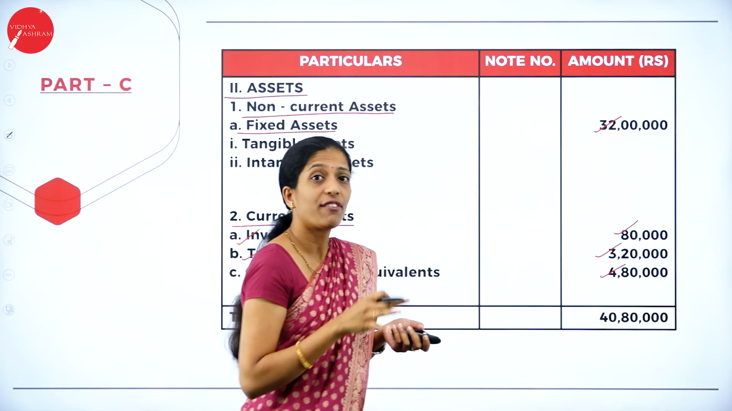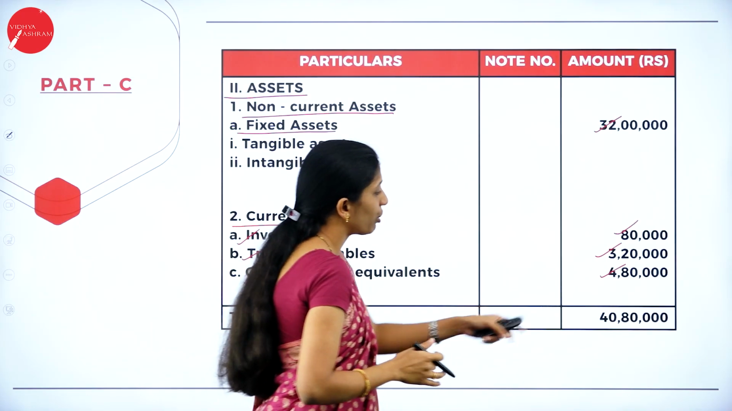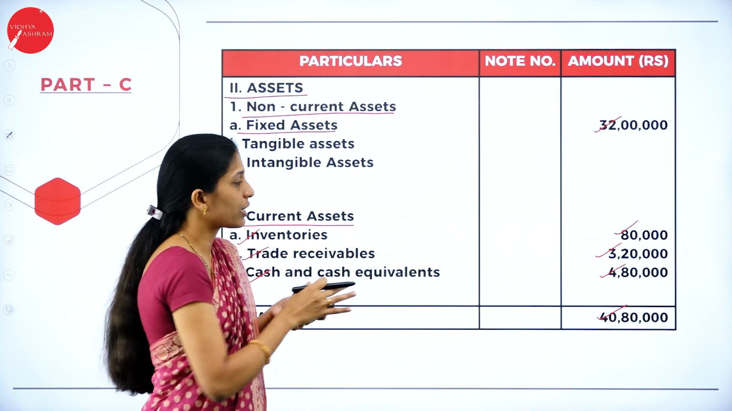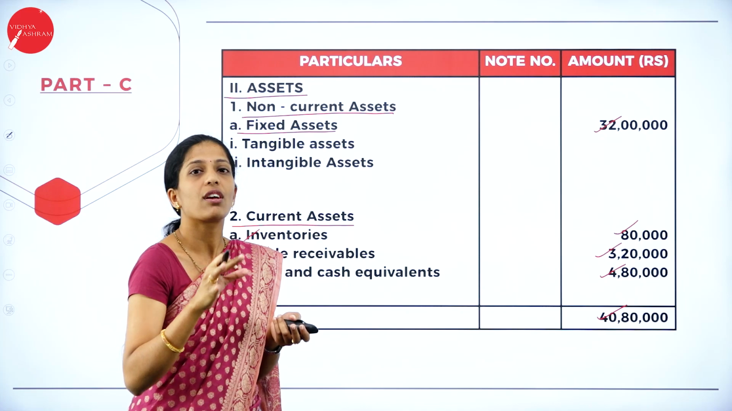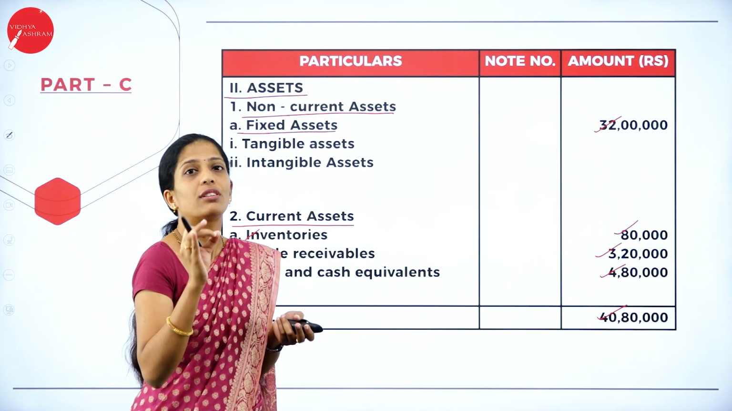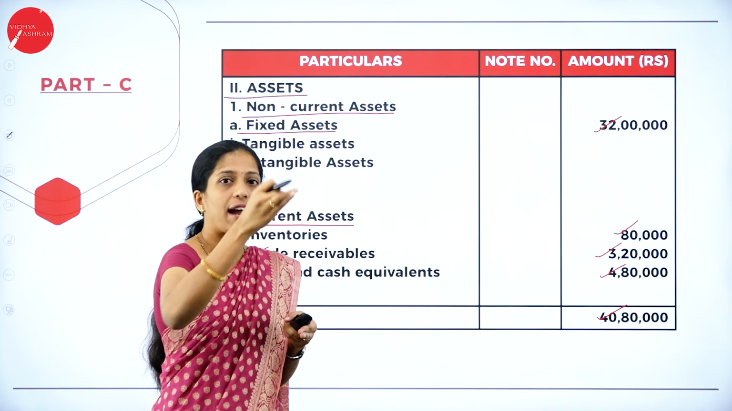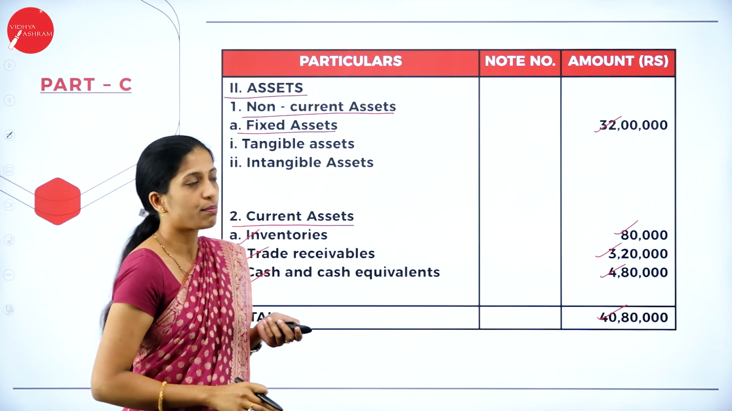So, your total of liability, that is 40,80,000, should be equal to total of assets. So, here liability and asset is equal, correct? 40,80,000. So, this is how you are going to show in your 6 marks problem as per Schedule 3 of the Companies Act 2013. So, they will give the particulars, but we have to record in the same format. Okay, so this is a 6 marks problem.